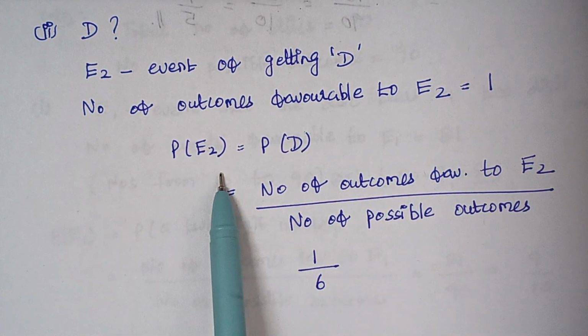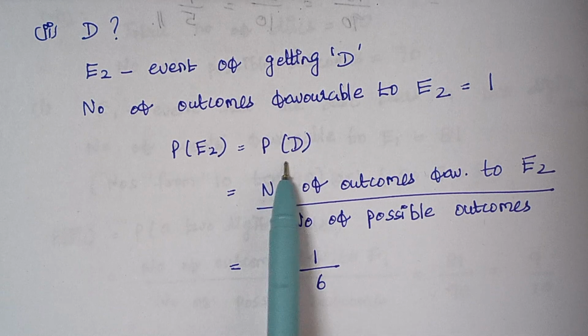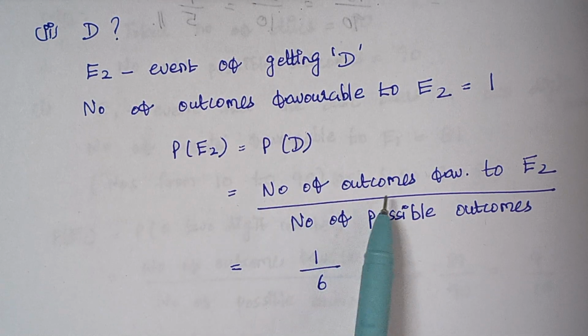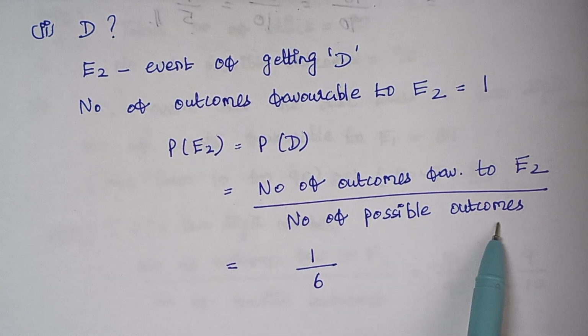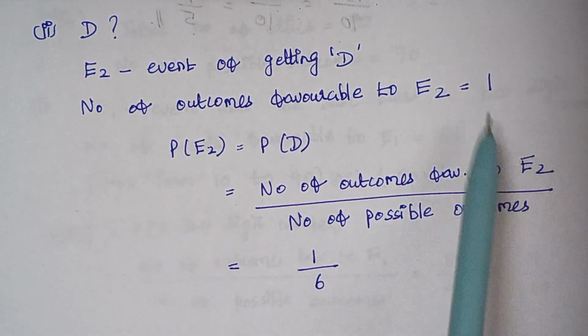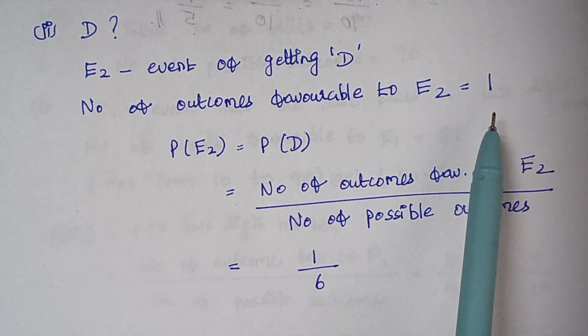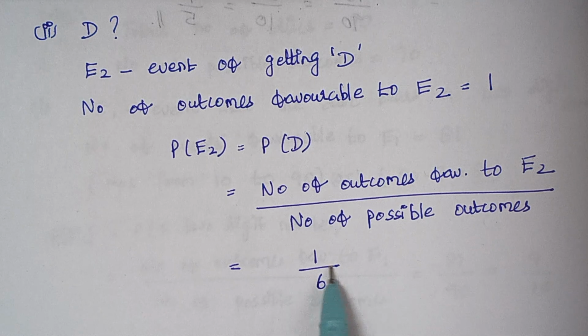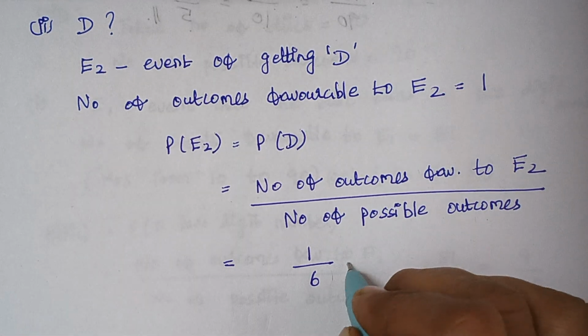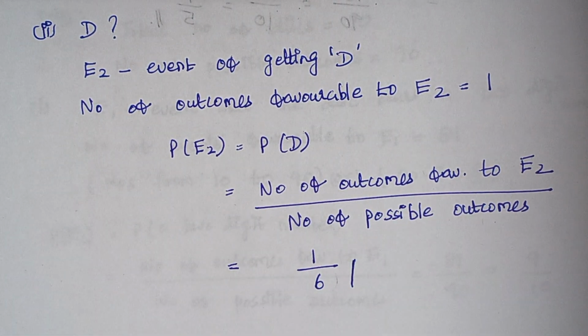So probability of E2 is nothing but the probability of getting D, which is the number of outcomes favorable to E2 divided by the number of possible outcomes. So outcomes favorable to E2 is 1 because we have only one D. Therefore 1 divided by the number of possible outcomes, which is 6 because we have totally 6 faces in a die and we have 6 letters. So here the probability is 1 by 6.